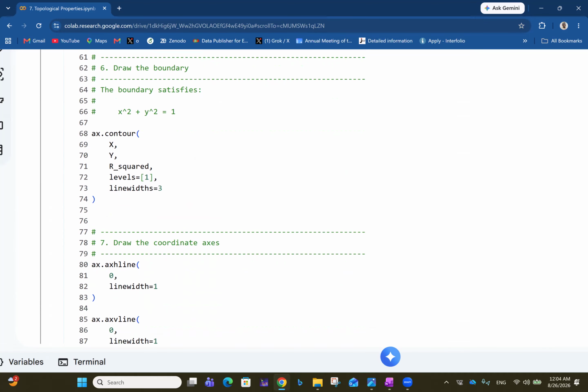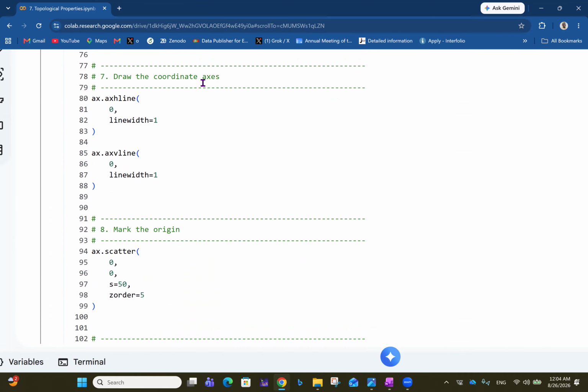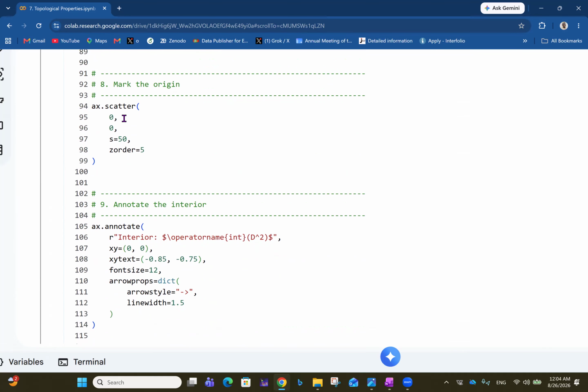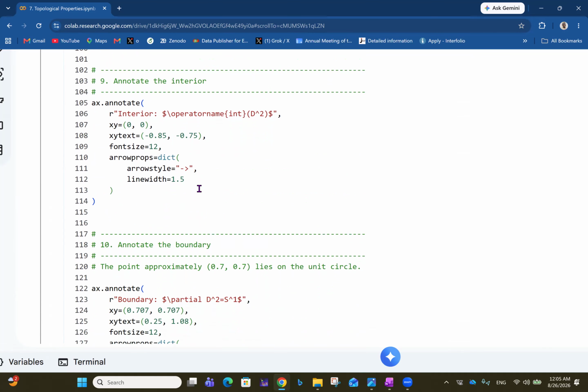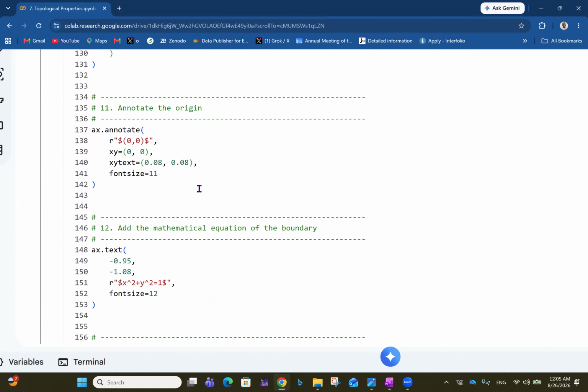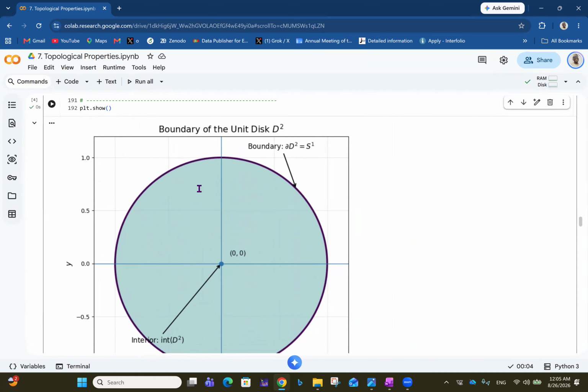Then we draw the boundary. The boundary is simply the circle x squared plus y squared equals 1, and we also do the contour. Then we draw the coordinate axes, just the axes that pass through the center horizontally and vertically. Then we mark the origin, that's origin (0, 0). This is the size of the point, with the z-order. Then we annotate the interior with all these annotations. After all of that is done, we have this circle right here.